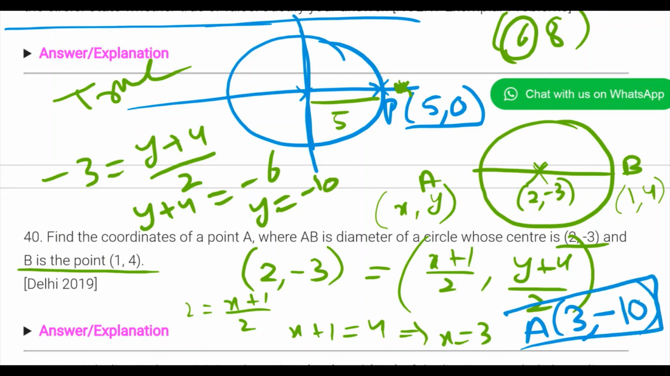So these are a few questions from coordinate geometry. We'll see the remaining questions from the remaining chapters in the next videos.